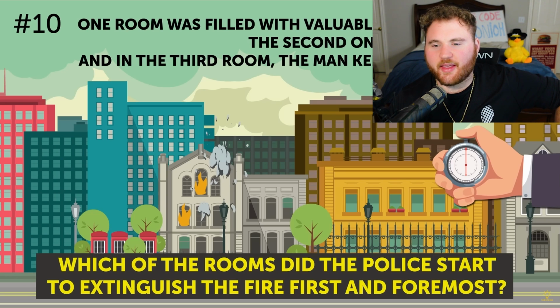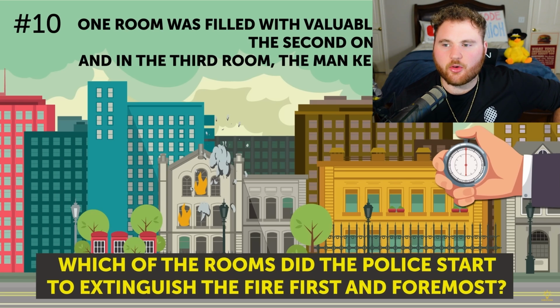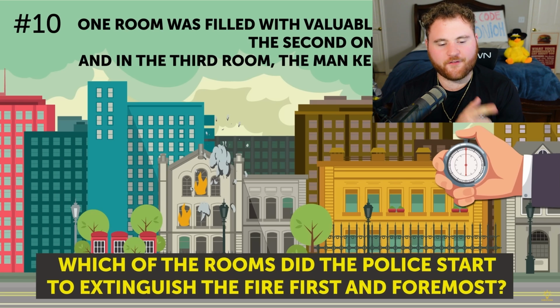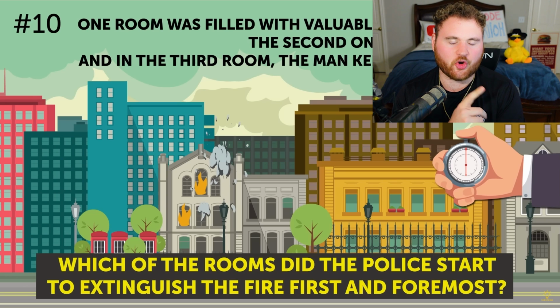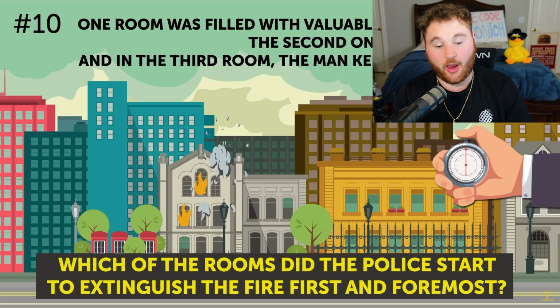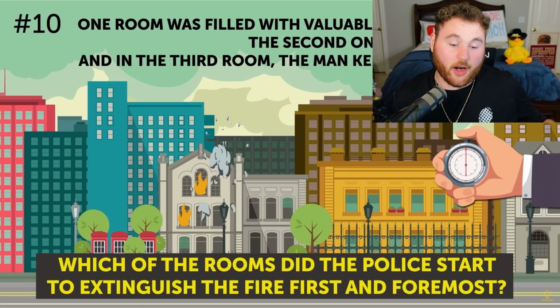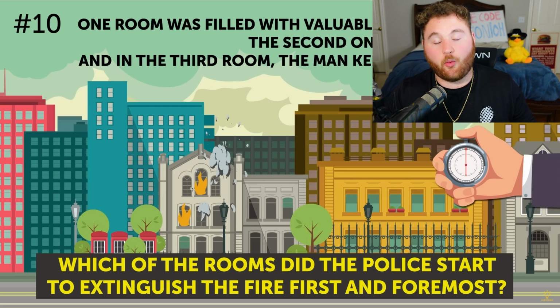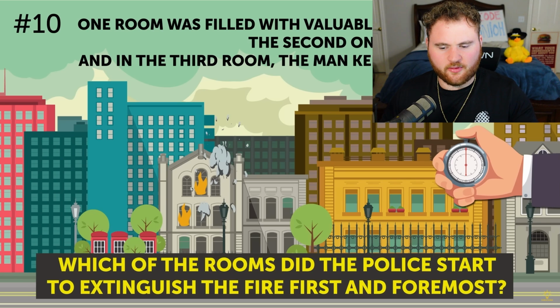Maybe this kind of depends on the context here. I kind of want to say secret documents. First, I was going to say the first floor, because I feel like they would have done something crazy and be like, well, the firefighters had to walk into the first floor because that's where they are on the ground. Hypothetically, they can only walk there unless they wanted to get on a ladder. But which of the rooms did the police start to extinguish the fire first and foremost?